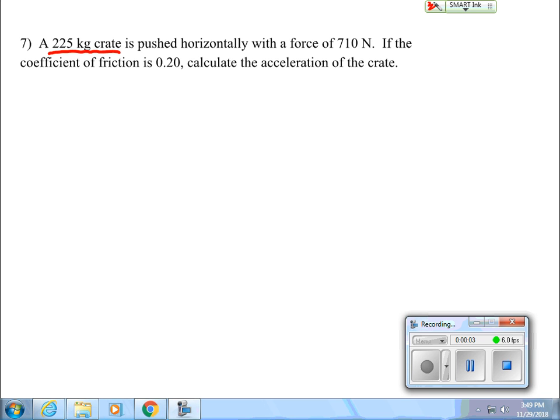Okay, I am pulling a 225 kilogram crate. That is really, really heavy, considering I only weigh about 65 kilograms. Okay, I'm going to draw my free body diagram.